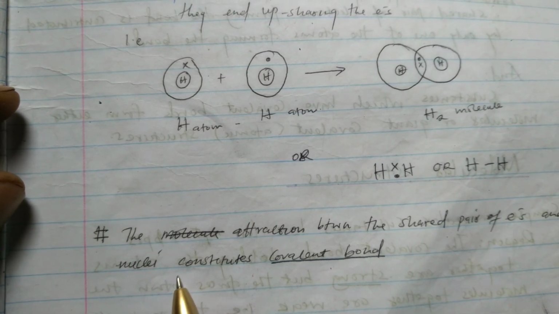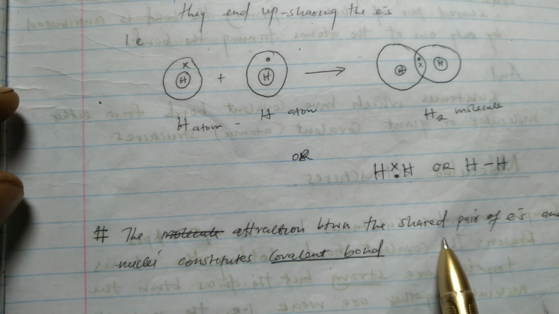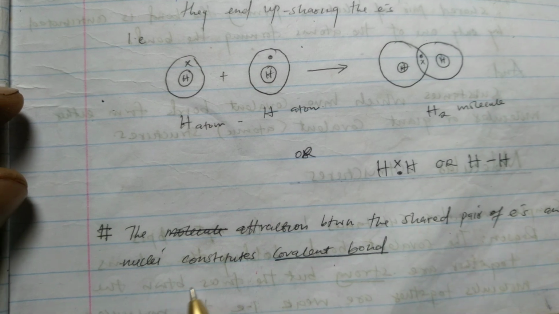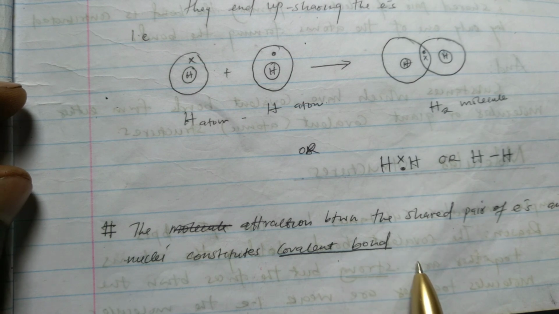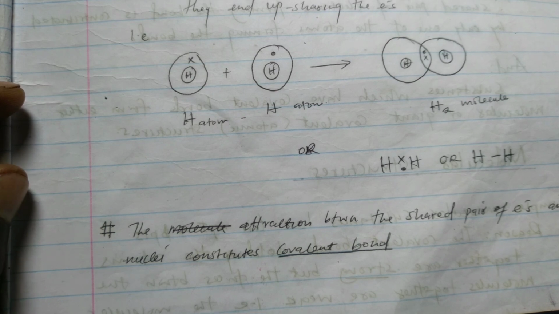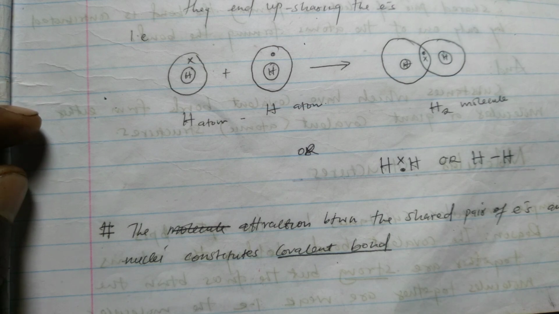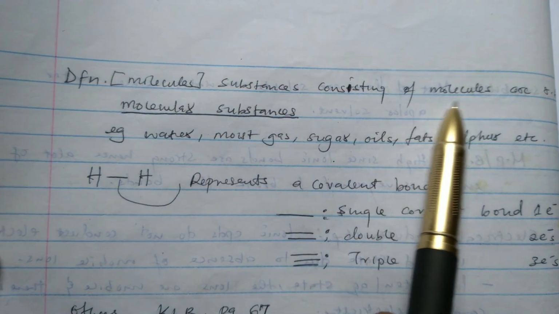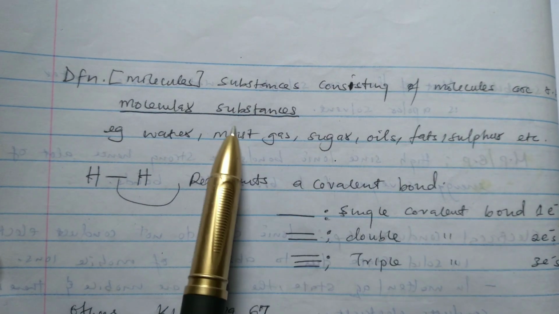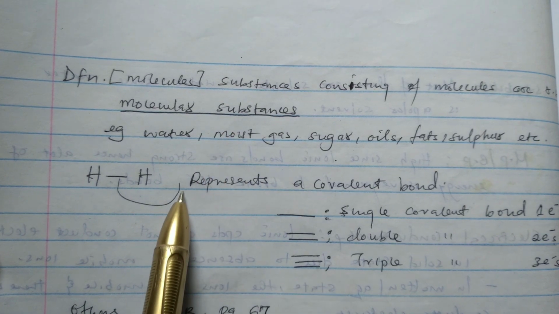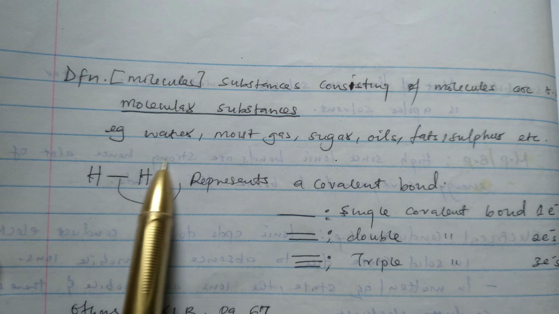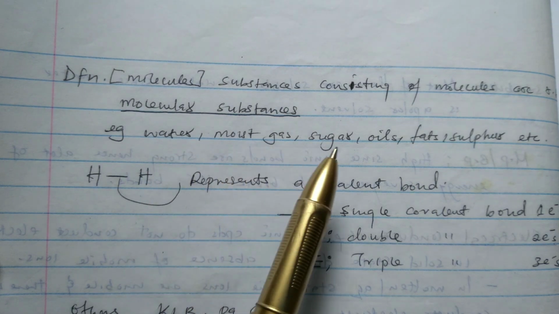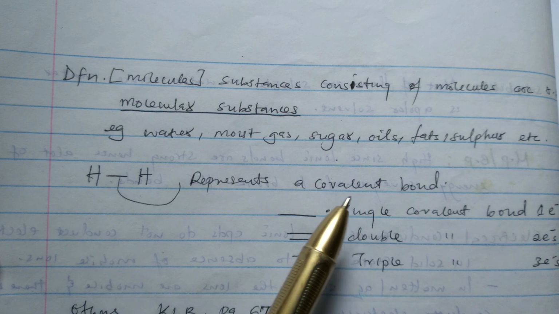Another point you need to note is that the attraction between the shared pair of electrons and their nuclei constitutes a covalent bond. So that sharing of electrons between the nuclei of one atom and the other is what constitutes a covalent bond. A molecular substance is a substance made up of molecules. Examples of molecular substances include water, most gases, sugar, oil, fats, and also sulfur.